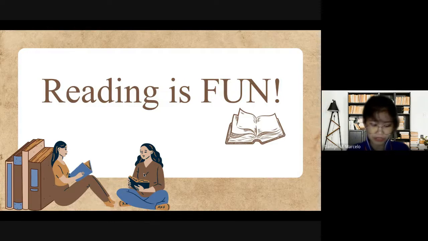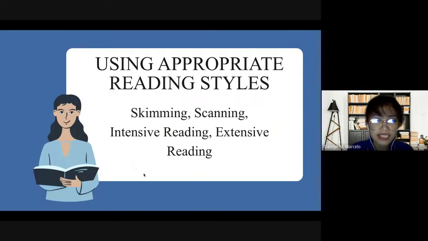The development of reading skills plays a huge role in learning English. It increases your vocabulary, self esteem, and good communication skills. Therefore, we need to know the different reading styles to improve our reading skills. It also enables us to use them depending on the purpose. So, our topic for today is using appropriate reading styles, namely skimming, scanning, intensive reading, and extensive reading.